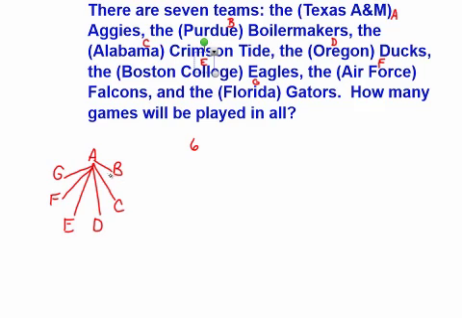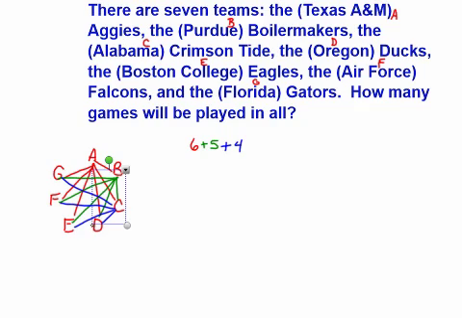Okay, let's use a different color. Now Team B, we already played Team A, so we're going to go 1, 2, 3, 4, 5. So Team B, now there's 5 more games. Because keep in mind, they already played Team A, and we don't want to play them again. Okay, so Team C. Team C already played A and played B, so now we're going to play C and D, E, F, and G. So that's 1, 2, 3, 4. So plus 4.